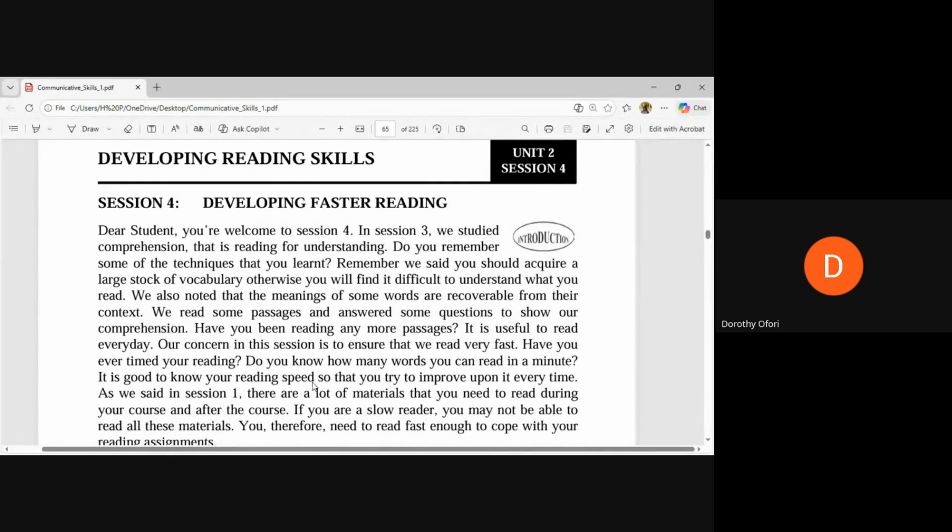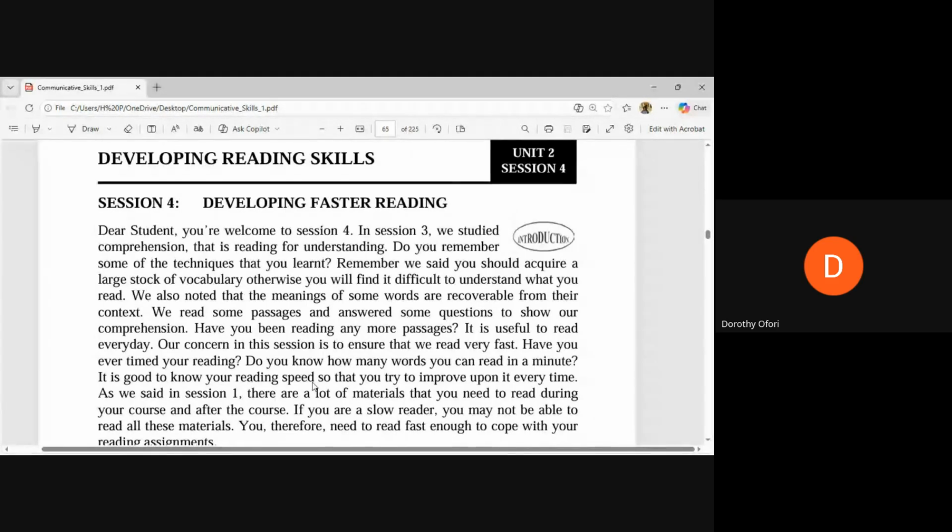Now let's go to the 4th section. We are looking at developing faster reading. Sometimes, for those of us who have taught before, reading in class like class 4 and class 5 is tiring. Dear students, you are welcome to section 4. I don't know for you guys, but for me, it is tiring. But that is how they read, and they are kids.